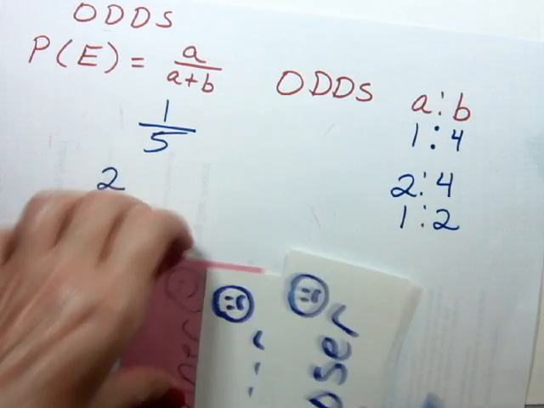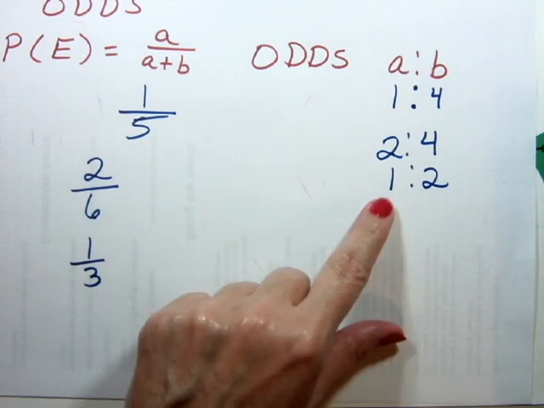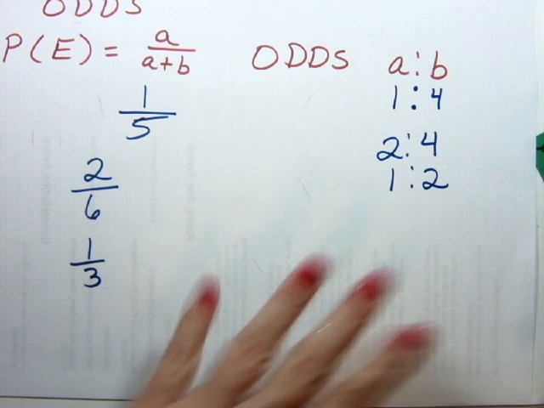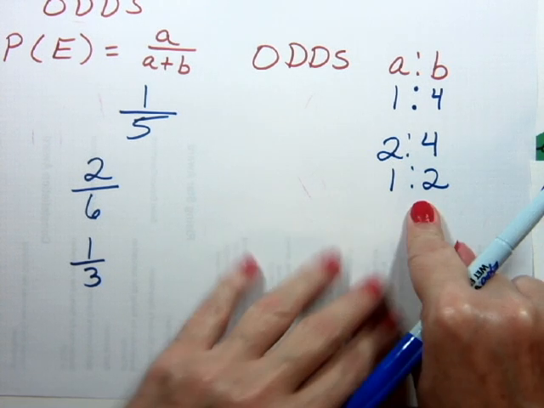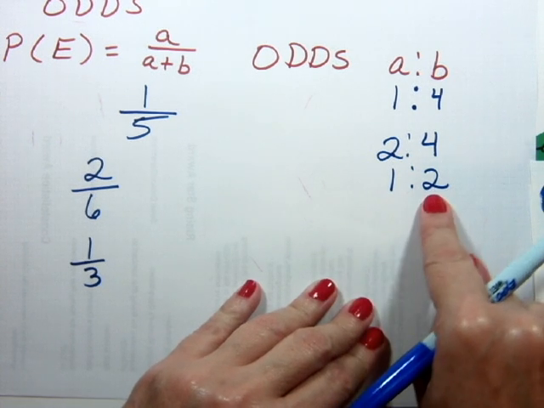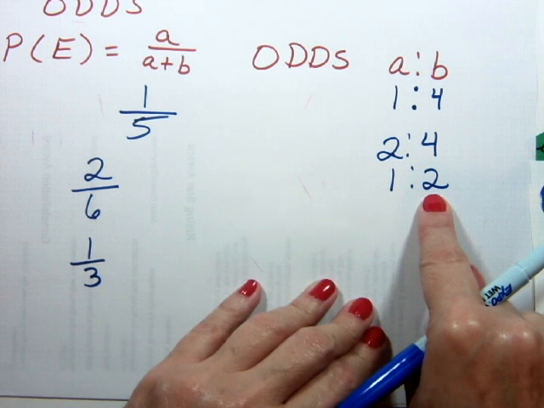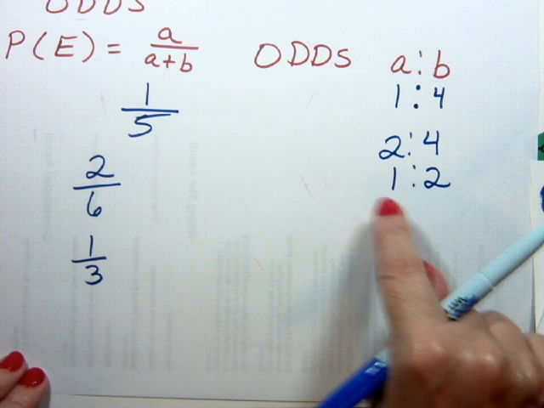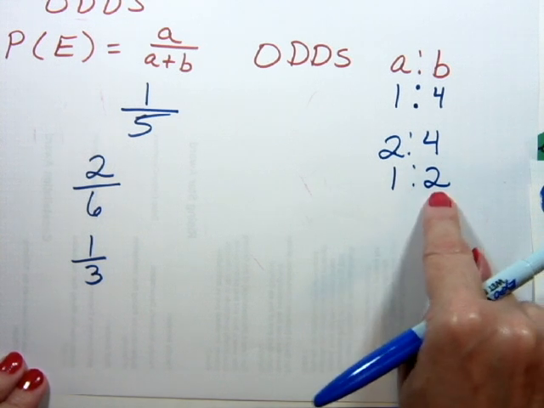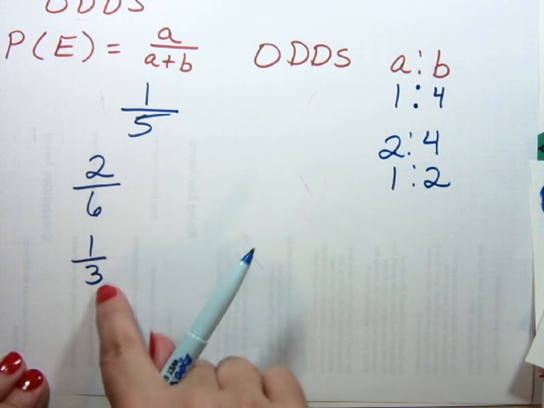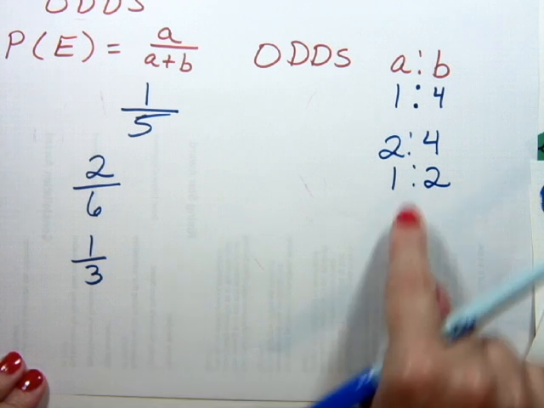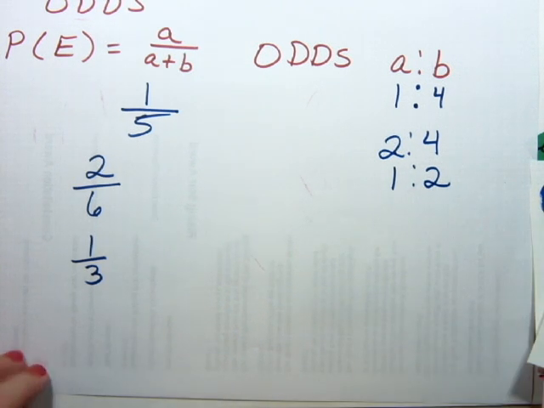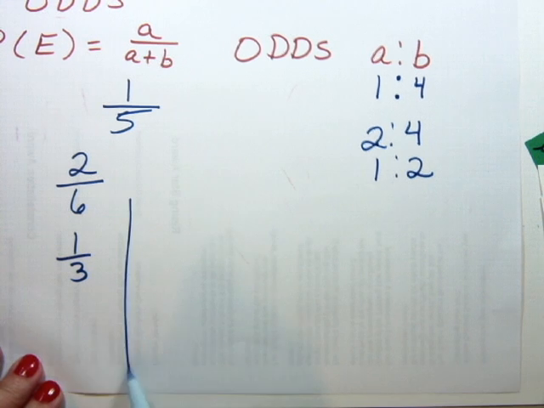Now, look at this. If you see a ticket that says your odds are 1 to 2, the average person is going to see that and say that means 1 out of every 2 tickets are winners. That's not what that means at all. If your odds of winning are 1 to 2, that means there's 1 winner out of every 3 tickets. 1 winner for every 2 losers. Okay? Now, let me just do a couple of problems real quick.